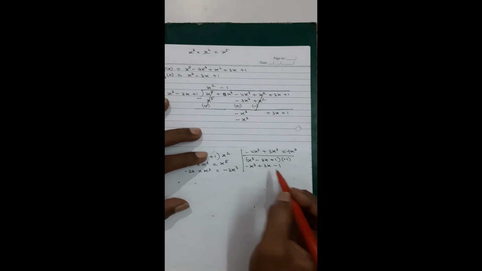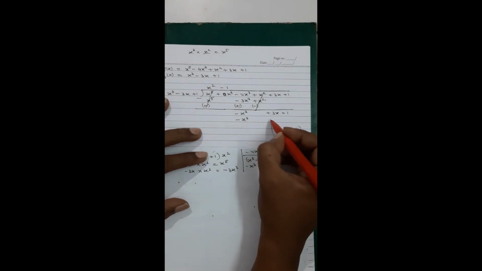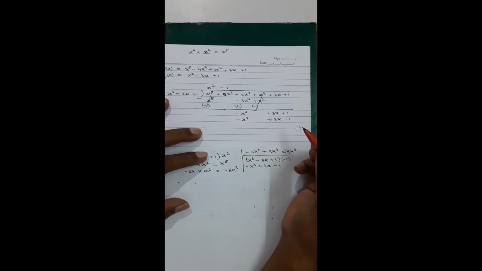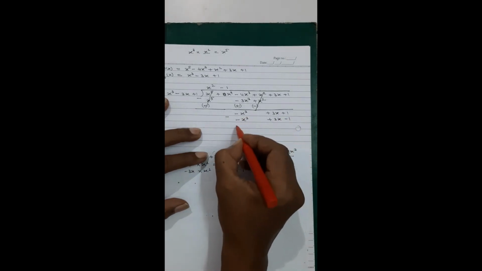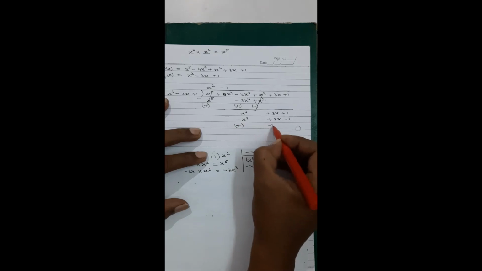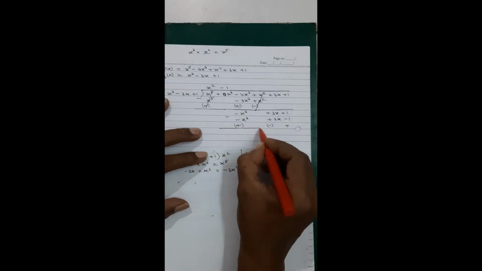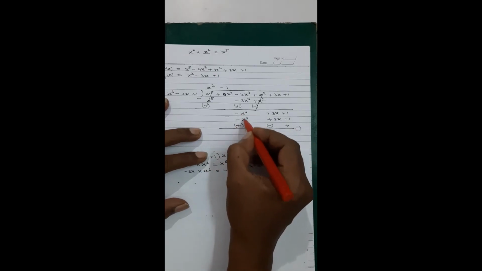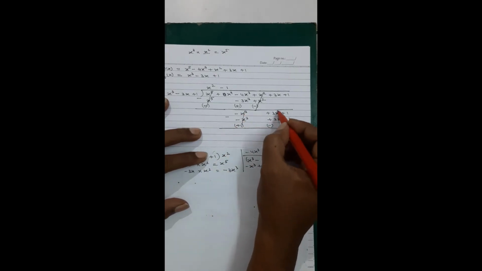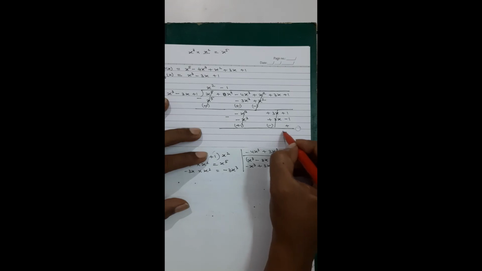So you will get here minus x cube plus 3x minus 1. Subtraction, the minus will become plus, plus will become minus, minus will become plus. So the new things have come up. Minus x cube plus x cube will be cancelled, plus 3x minus 3x will be cancelled, 1 plus 1 will be 2. This is your remainder. So you have got it, what they have asked us to do.